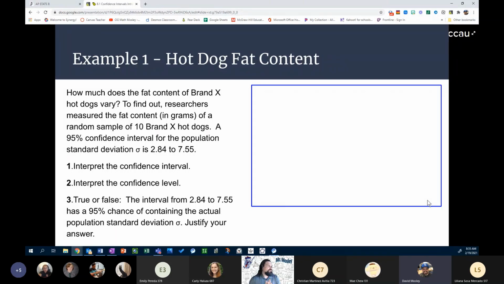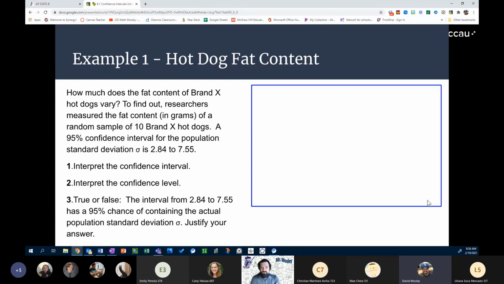So in this example, we're considering how much the fat content of brand X hot dogs varies. To find out, researchers measured the fat content in grams of a random sample of 10 brand X hot dogs. A 95% confidence interval for the population standard deviation, sigma, is 2.84 to 7.55.